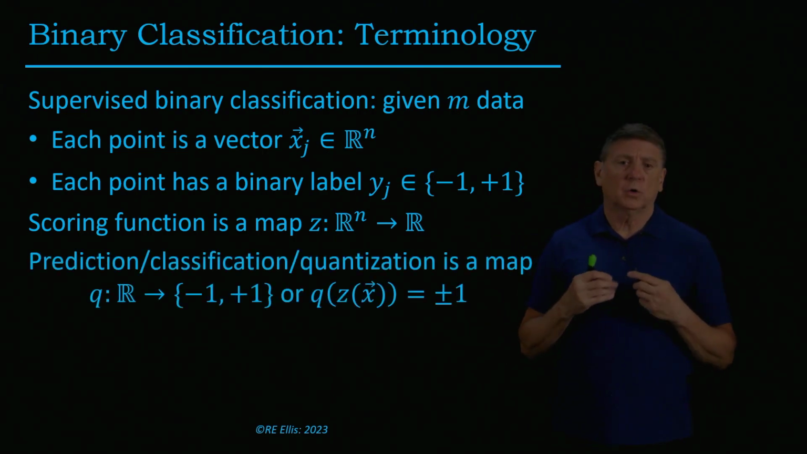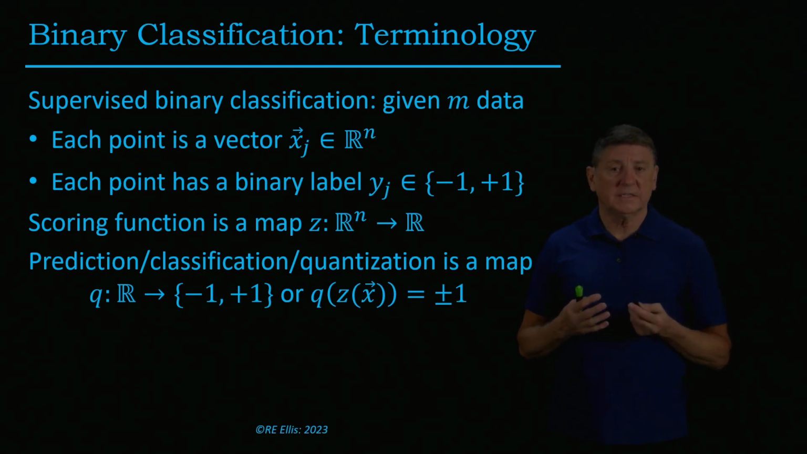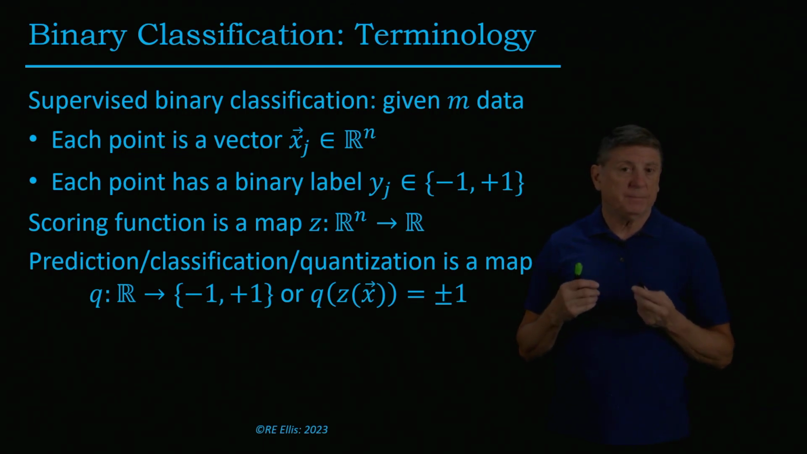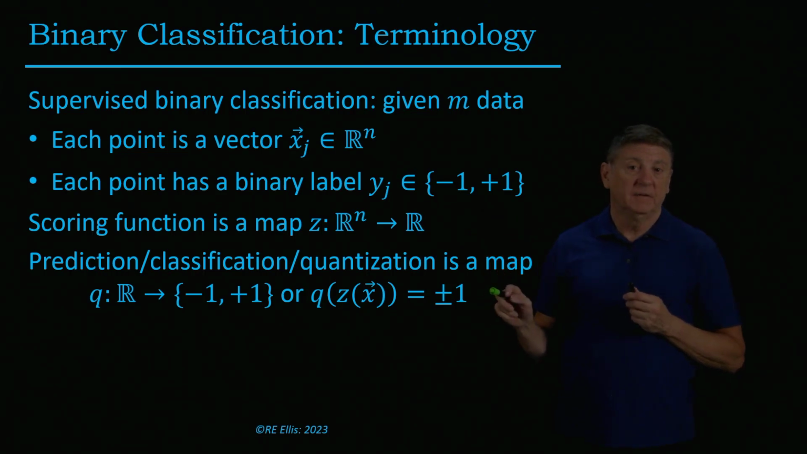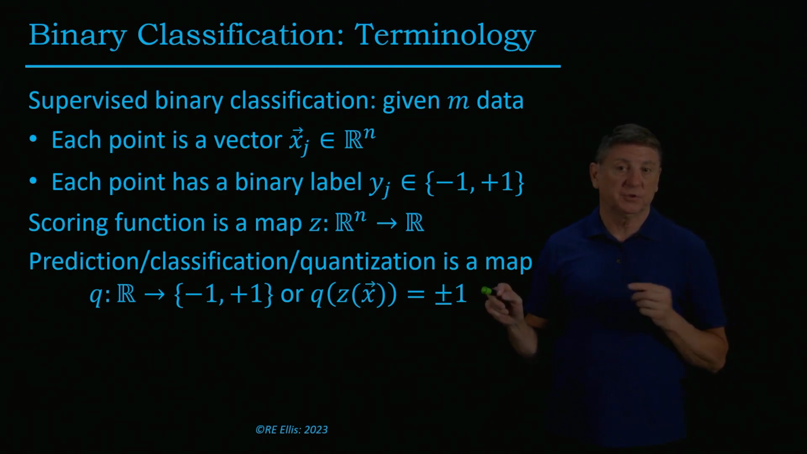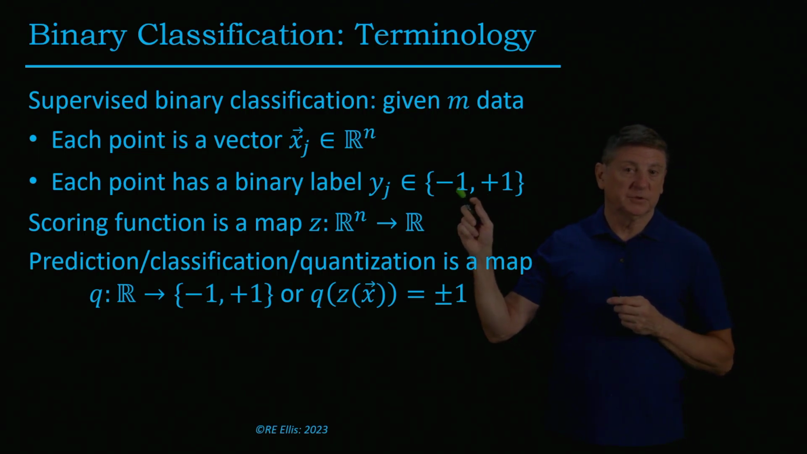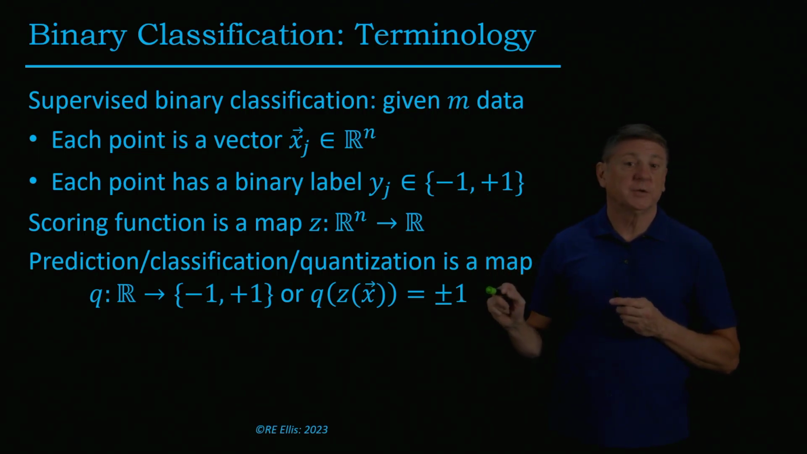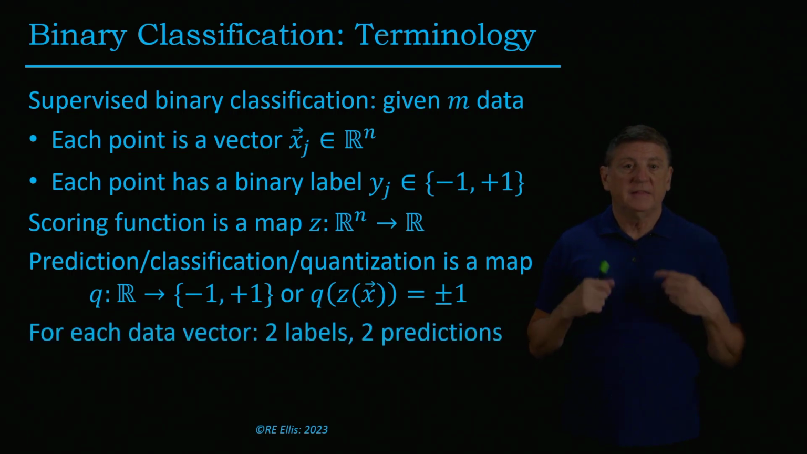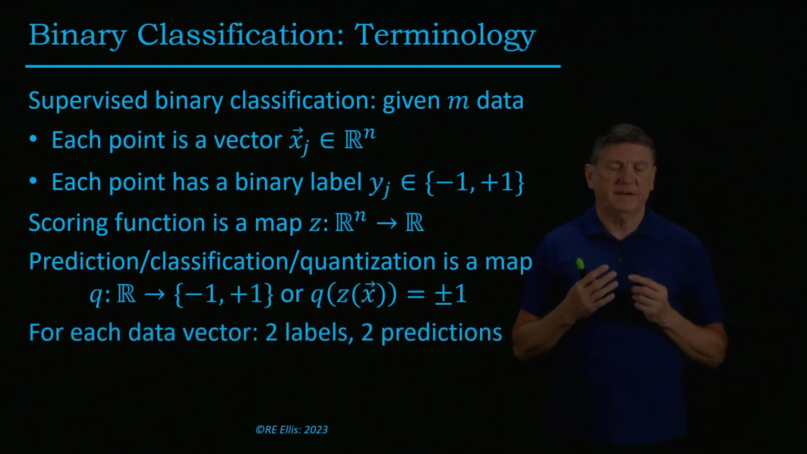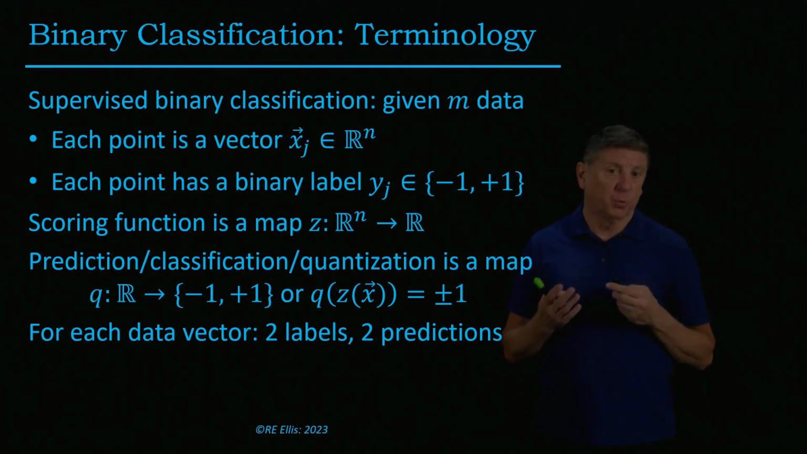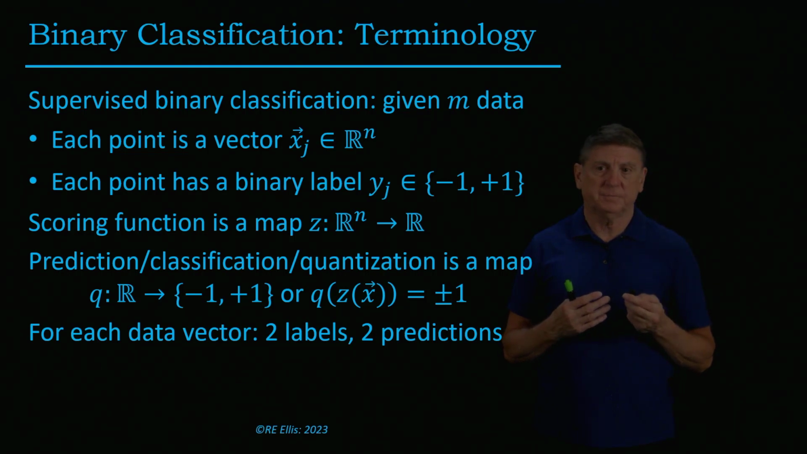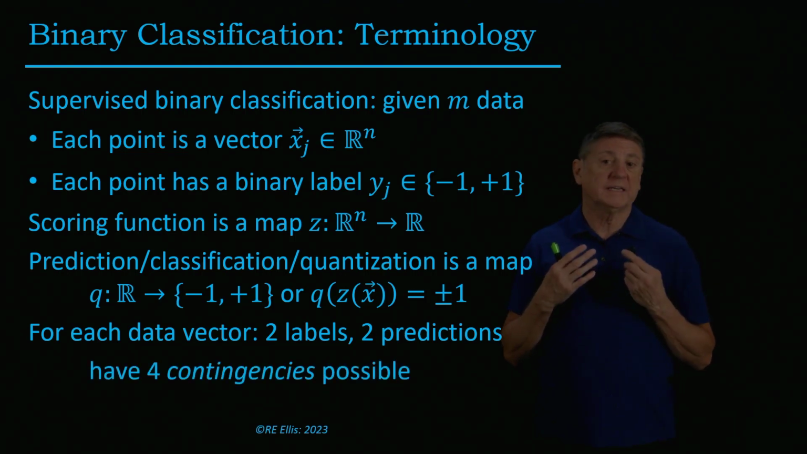So prediction or classification or quantization is a map. It's a map that we'll call Q, and it goes from a real number, usually from a score, to a predicted value that corresponds to the labels. So if we're using labels of -1 and +1, our quantization will be plus or minus 1. Now what this means is for each data vector we have 2 possible labels and 2 possible predictions. So we have 4 combinations of labels and predictions. That means we have 4 contingencies.